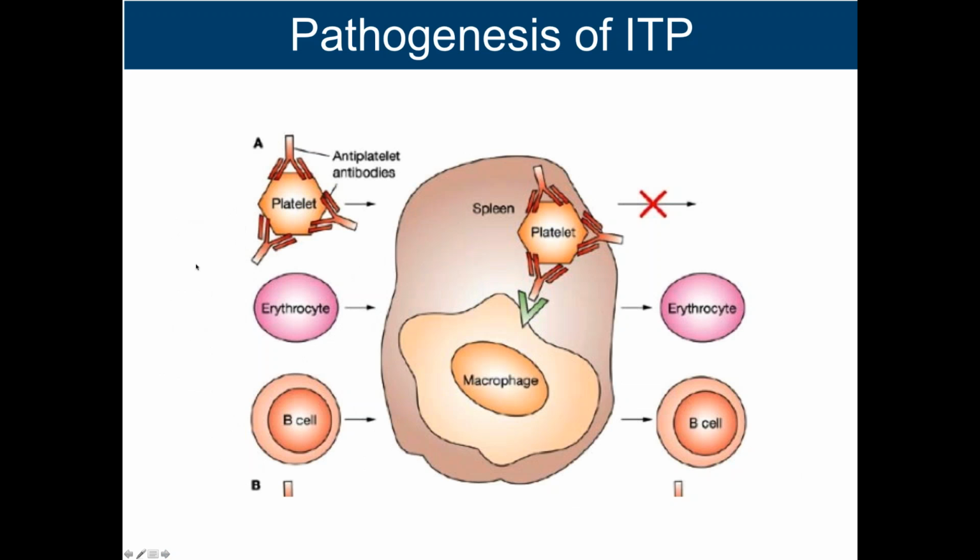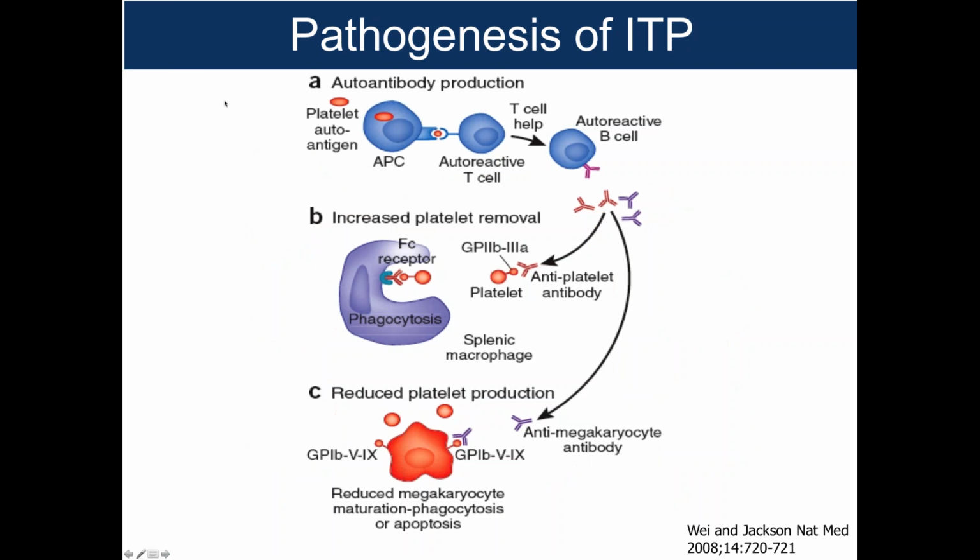So at that time, our basic understanding was that there were these antibodies attaching to the platelet surface, and these were interacting with Fc receptors within the splenic macrophages, and thus clearing platelets from circulation. But we've come a long way, and our understanding of the pathogenesis of ITP has become much more complex. We now recognize it to be the result of a loss of self-tolerance at multiple checkpoints.